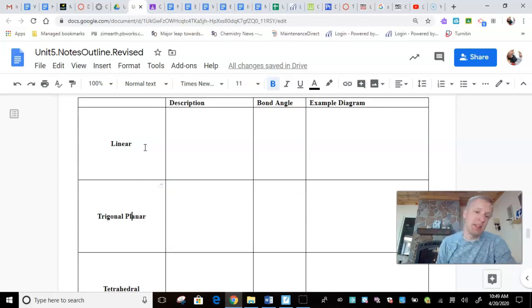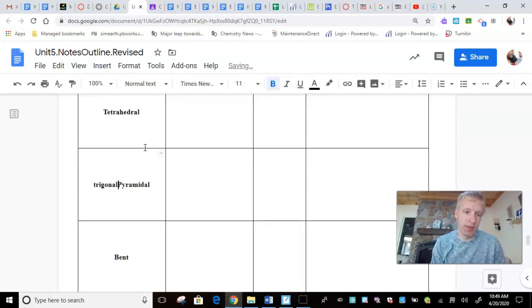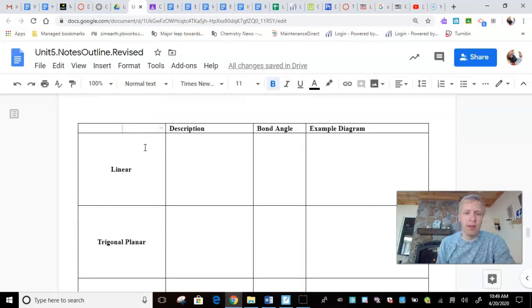We have different shapes. We got linear shape, we got trigonal planar, we have tetrahedral, we have pyramidal, and bent. I'm going to call this trigonal pyramidal, because that's what it's called, trigonal pyramidal. Alright, so let's start with linear. And the description is going to be 2 outer atoms. I call them terminal atoms, or that's the technical word. I just call them outer, whatever works for you. So we'll call those terminal or outer atoms.